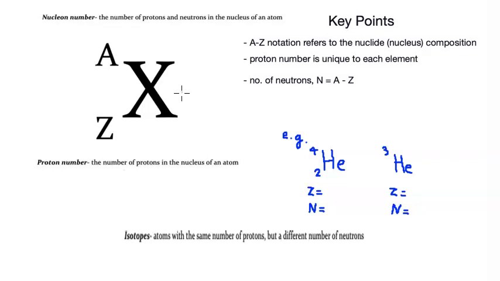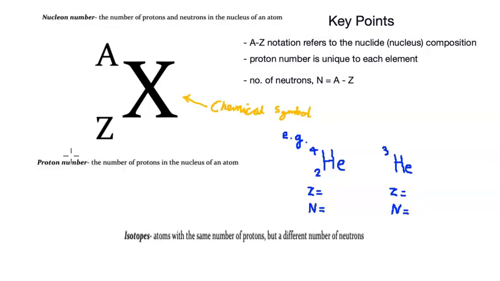Here we've got the general form of AZ notation. We have the X in the center, which represents the chemical symbol. So this is what you see in the periodic table, which are the one or two letters which represent the element. So for example, capital H represents hydrogen.